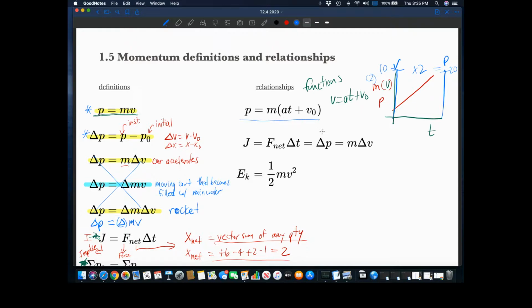Our next set of relationships, if you examine some of the pieces, you'll notice delta P equals M delta V, which we've already met over here. And we've got J equals F net delta T over here, which we met down below. And it turns out, and we're not going to explain why right now, but those two are equal to each other. And that ends up with what I call the four-way equivalence.